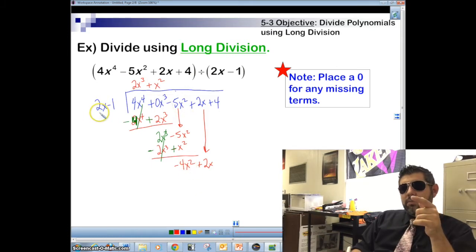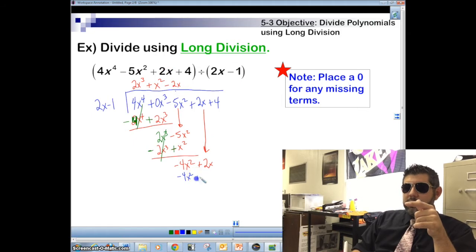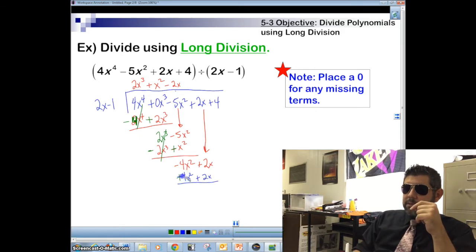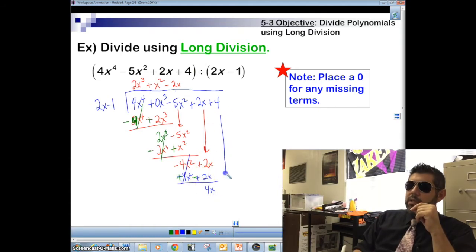What do I need to multiply 2x by to get negative 4x squared? It's going to be negative 2x. Negative 2x times 2x is negative 4x squared. Negative 2x times negative 1 is positive 2x. What do we do now? Change the sign. I saw the sign and it changed. Okay, that's 4x. Bring down the 4.